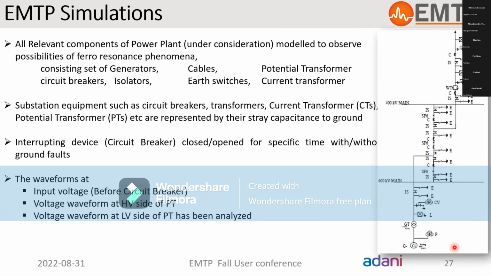The substation equipment such as circuit breakers, CTs, PTs are represented by this stray capacitance to ground. After modeling the system components, the circuit breaker closes and opens for specific time intervals, for example, for 45 milliseconds and after 550 milliseconds, with or without ground faults. And the waveforms at the input voltage, I mean before the circuit breaker, and the waveform at the HV side of the PT, LV side of the PT have been captured and analyzed. So the results of the simulations in the form of captured graphs we'll see in the next couple of slides.